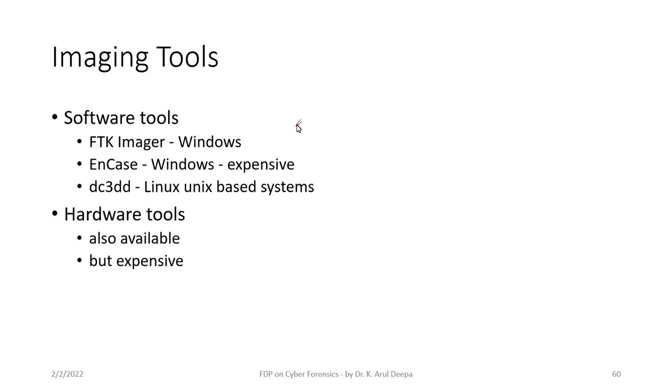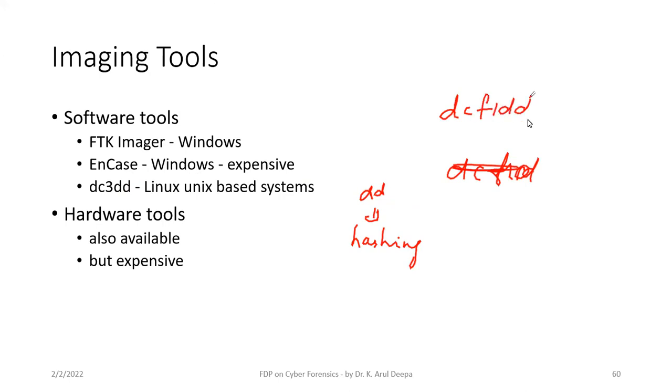Then you have Unix based systems. You have DC3DD. There are versions available, where DD is the basic version, in which you do not have any hashing at all. No hash protection is given in DD. Then you have DCFLDD, where hash function verification is available. Then the advanced version is DC3DD.